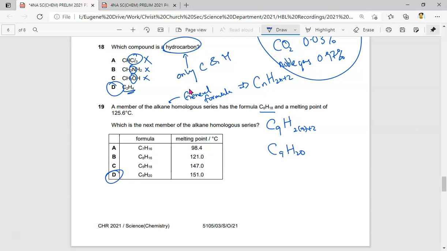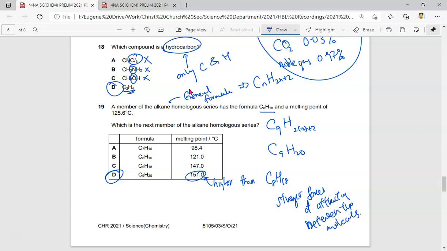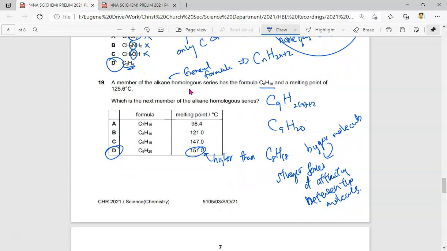One other thing to note is that if it is the next member, the melting point will actually be higher than C8H18, because when going down from one member to the next, the melting point and the boiling point will increase, due to stronger forces of attraction between the molecules. And why is it so? Because bigger molecules will result in stronger force of attraction. Okay, that's for question 19.